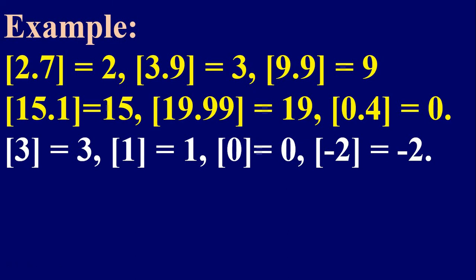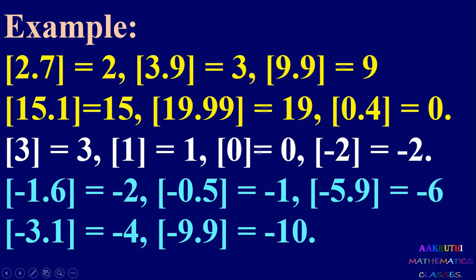Greatest integer function of 3 is 3 only. That is, the greatest integer less than or equal to 3 is 3 only. Greatest integer function of 1 is 1, greatest integer function of 0 is 0, and greatest integer function of minus 2 is minus 2.